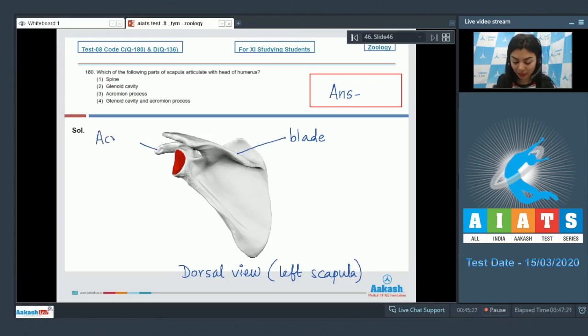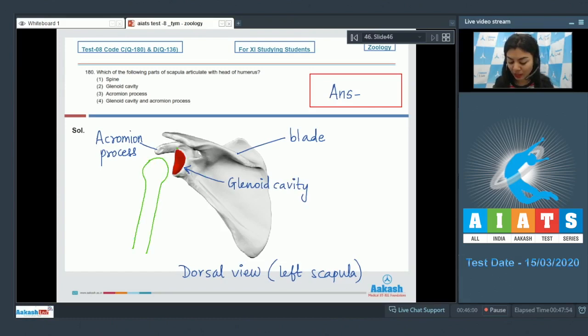On the anterior side, we have acromion process and this cavity-like structure marked in red called as glenoid cavity. The head of the humerus bone, which is the bone of the upper arm, articulates with a depression in the scapula called glenoid cavity. Thus, the correct answer would be option number 2, glenoid cavity. The clavicle articulates with this acromion process. The correct answer is option number 2, glenoid cavity.